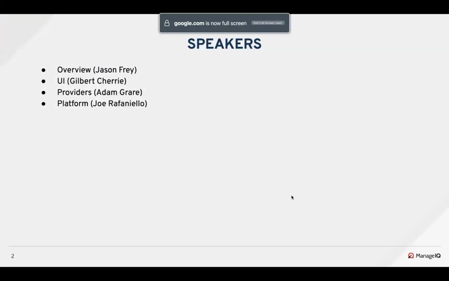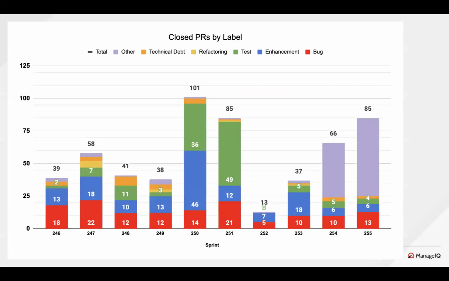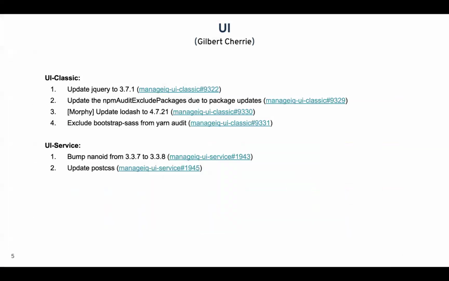I'll start with the overview, Gilbert on the UI, Adam on providers, and Joe on the platform. As you can see, this is a pretty typical sprint with 125 PRs merged this sprint. Quite a bit of other, which was mostly dependency updates and a few other blowouts from the previous sprint. And over to Gilbert on the UI.